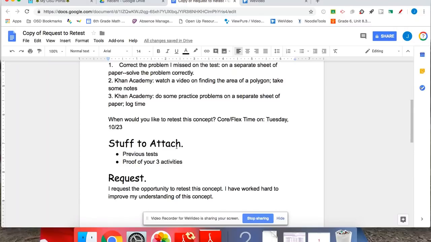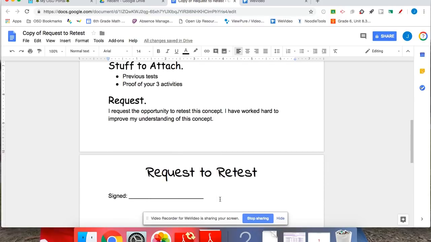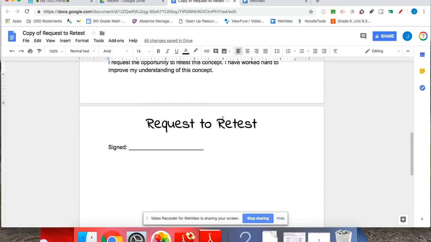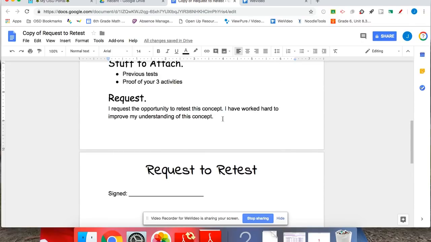Stuff to attach: the student should attach their previous test, and then attach proof of their 3 activities. However that looks, if they went on the Illustrative Math site or on Khan Academy, all of that needs to be documented, written down, so that I know what practice has been done. And then they make their request: I request the opportunity to retest this concept. I have worked hard to improve my understanding of this concept. And then they're signing.